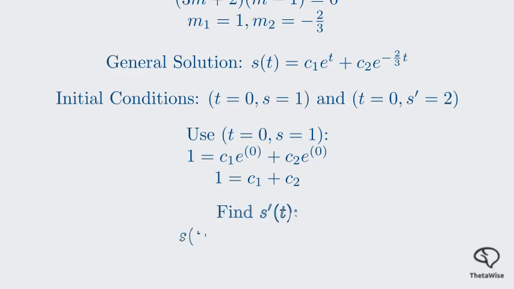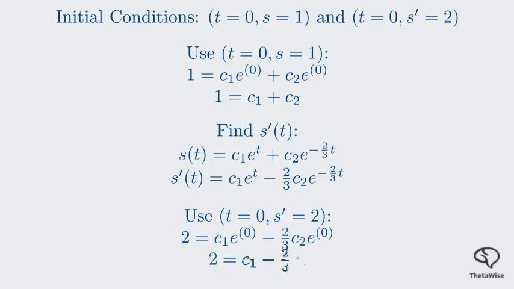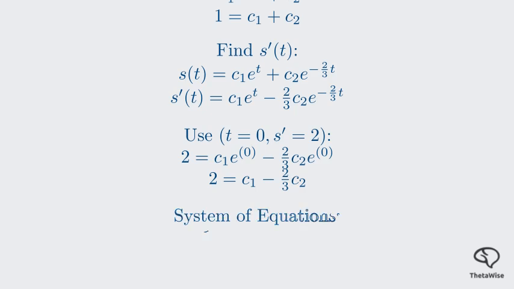For the second condition, we need the derivative of our solution with respect to t. Now plug in t equals 0 and s prime equals 2. We get 2 equals c1 minus 2/3 c2. This is our second equation. We have a system of two linear equations. Let's solve for c1 and c2.